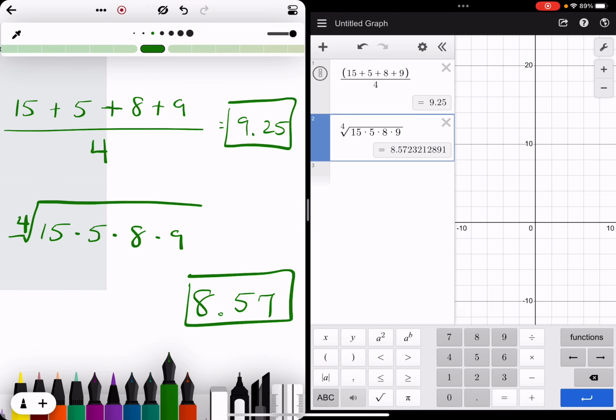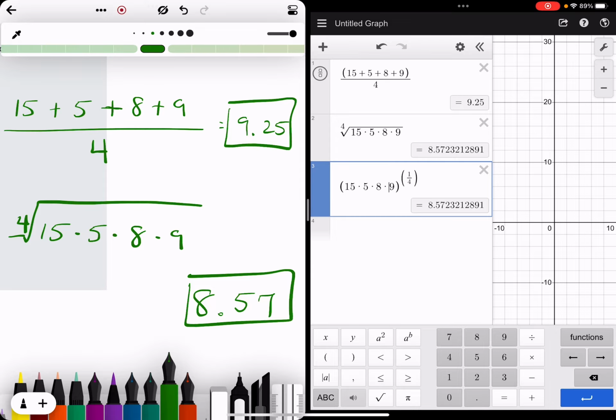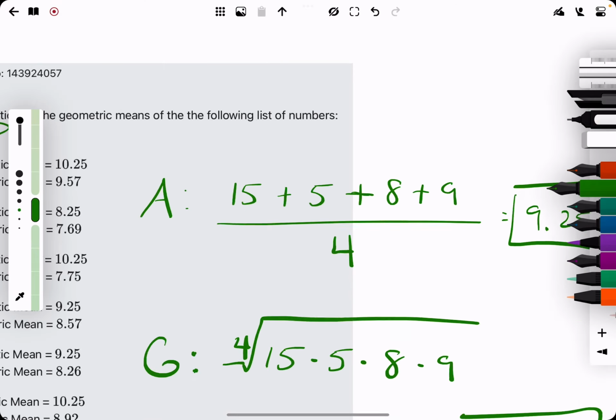Now, let's say you don't have Desmos and you don't have a 4th root button. How else could you do this? Well, 4th root is equivalent to raising something to the 1/4 power. So if you have at least an exponent button, say we multiply all the inside stuff, and then we raise it to the power of 1/4. So in parentheses, if we do 1 divided by 4, that's the same thing as taking the 4th root of all that stuff as well. Notice we get the same answer, 8.57. Hope that makes sense.